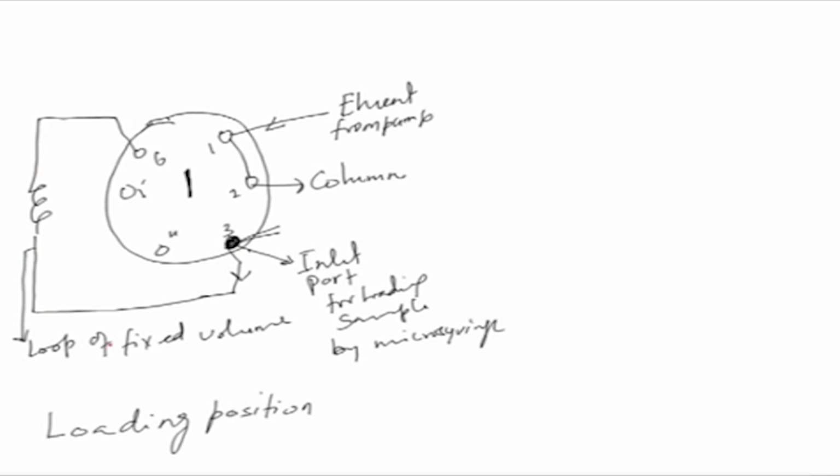So, what will happen? Say if this is a 200 microliter loop. If you load 250 microliter, then 200 microliter will be contained in this loop, and the rest of it will go through port number 5, like the loop is connected to 6 and 6 is connected to 5 here. So, this will go to waste. You have loaded the loop, and the extra sample will go to the waste. All right. Now, this is the loading position.